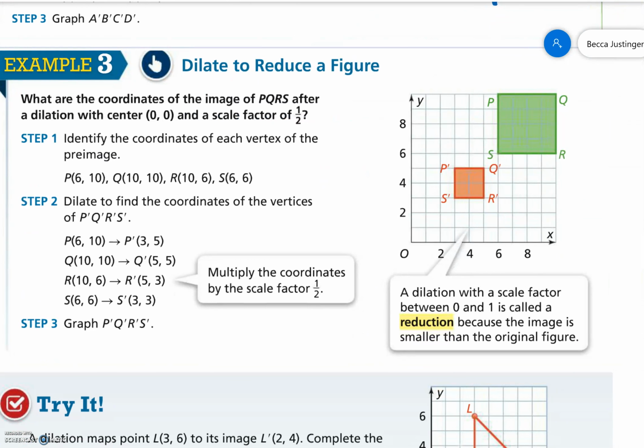So we dilated to enlarge, but now we're going to dilate to reduce. A dilation with a scale factor between 1 and 0 is called a reduction because the image is smaller than the original figure. So what are the coordinates of the image of PQRS after a dilation, the center is 0, 0, and a scale factor of 1/2? Same thing, you just multiply everything by 1/2. So 6 times 1/2 is 3, 10 times 1/2 is 5. Same shape, just a different size.